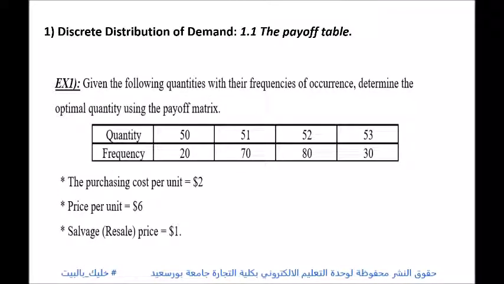See the following exercise. Given the following information about quantity and the frequency, you can see quantity 50, 51, 52, 53, and the frequency 20, 70, 80, 30. The purchase cost per unit is $2. Price per unit is 6. Salvage or resale price is $1. Determine the optimal quantity using the payoff matrix.